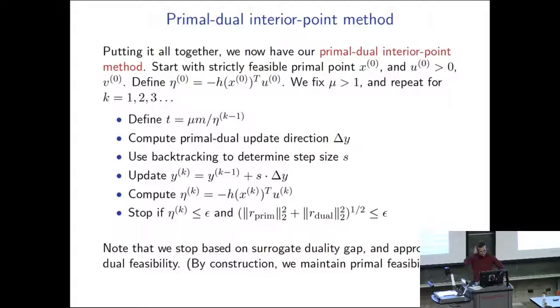So here's the method in full. It looks very different to the barrier method because there's only one level of iteration.